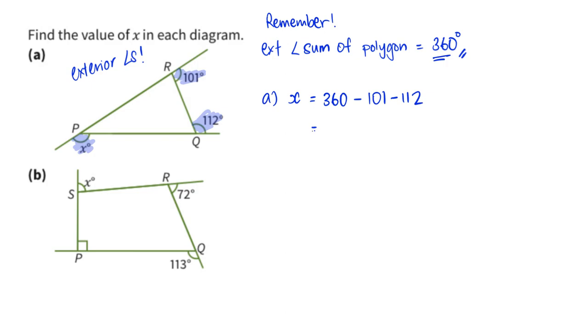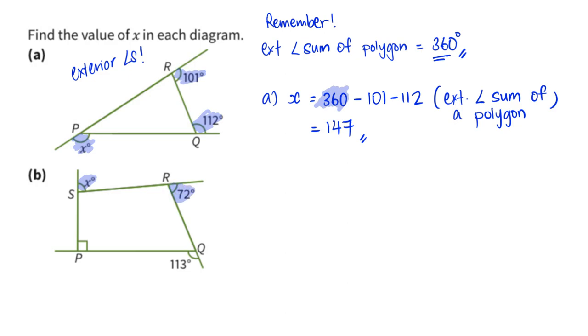to give me 147. And the reason for this is because we tap on this knowledge of 360 as the exterior angle sum of a polygon. So do write it down to let people know where this 360 comes from. Yeah? So using that, I also saw that for part B, angle x is an exterior angle.